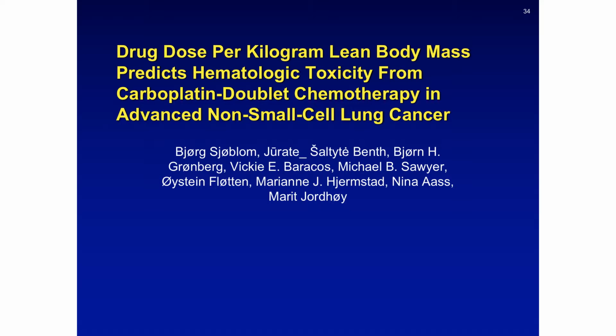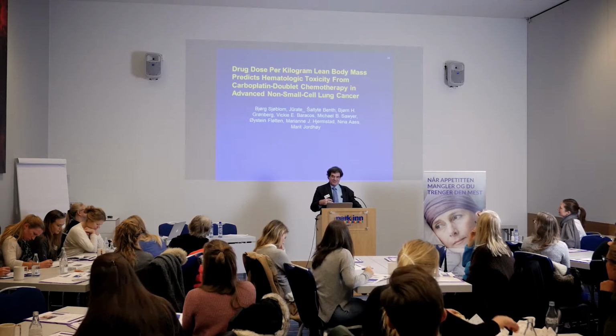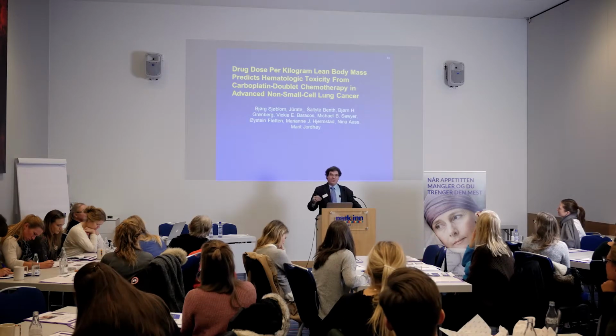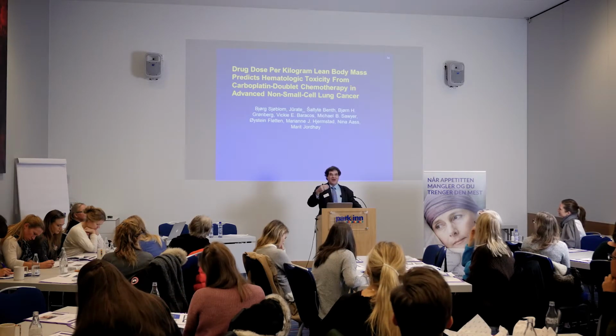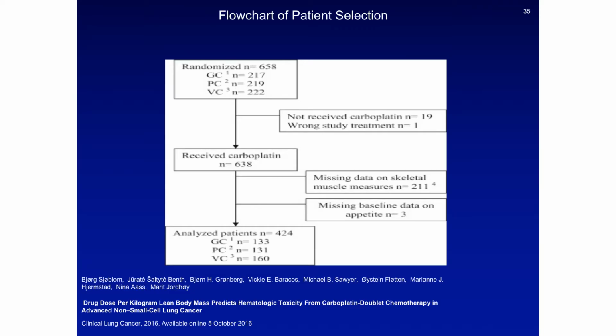This is actually from Norway. It was two major Norwegian cooperative group lung cancer studies, and Bjorg analyzed these in terms of lean body mass, and we looked at how lean body mass affected the toxicities of chemotherapy in about 400 Norwegian lung cancer patients. It started off with 658. 200 CTs could not be measured, and it ended up with 424.